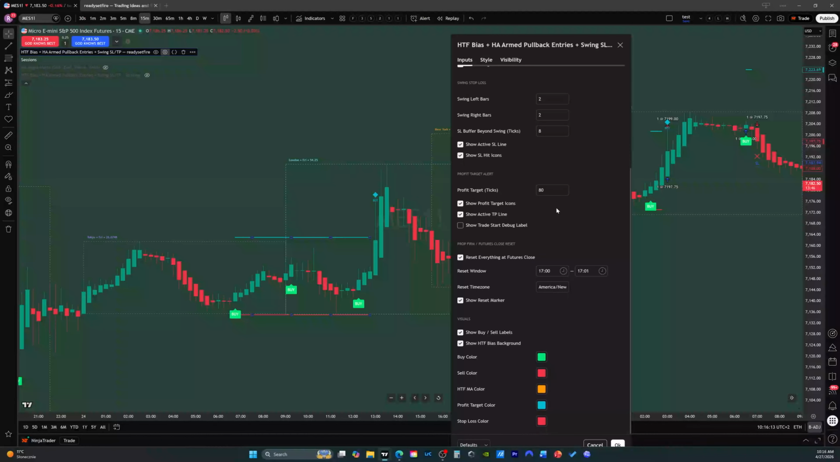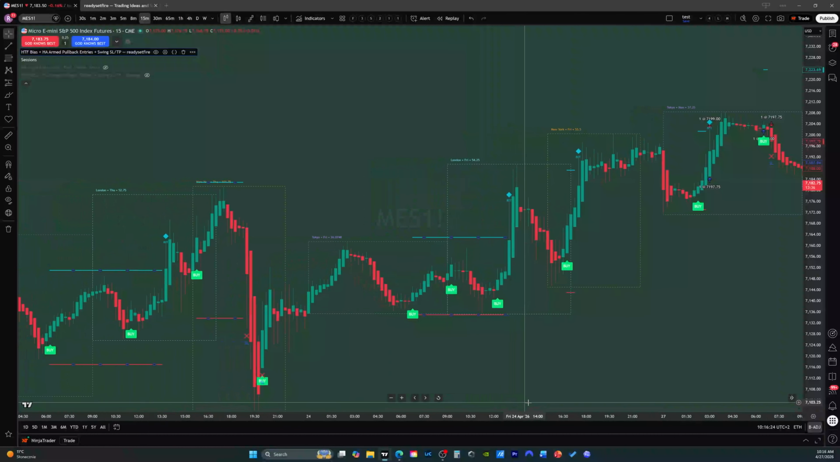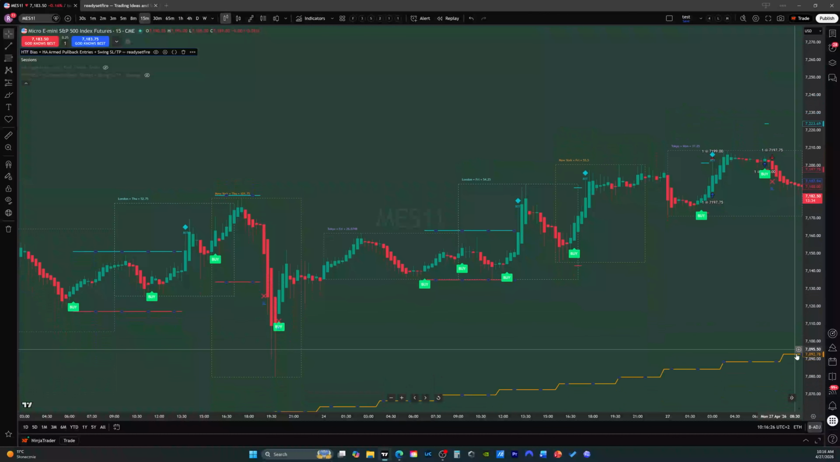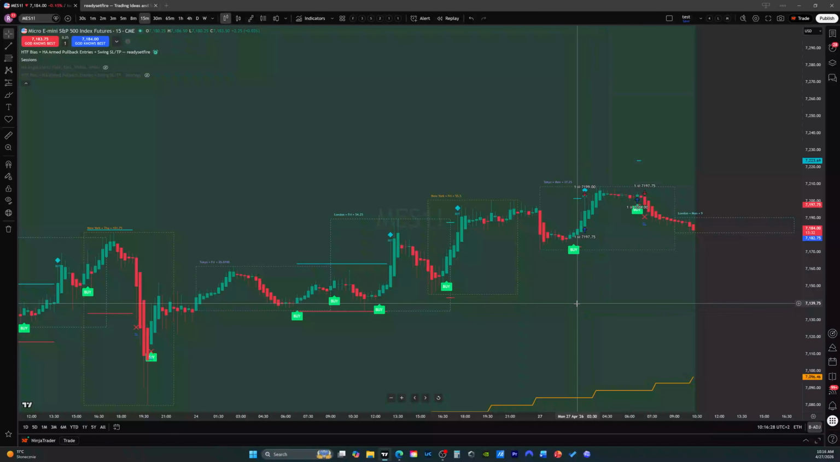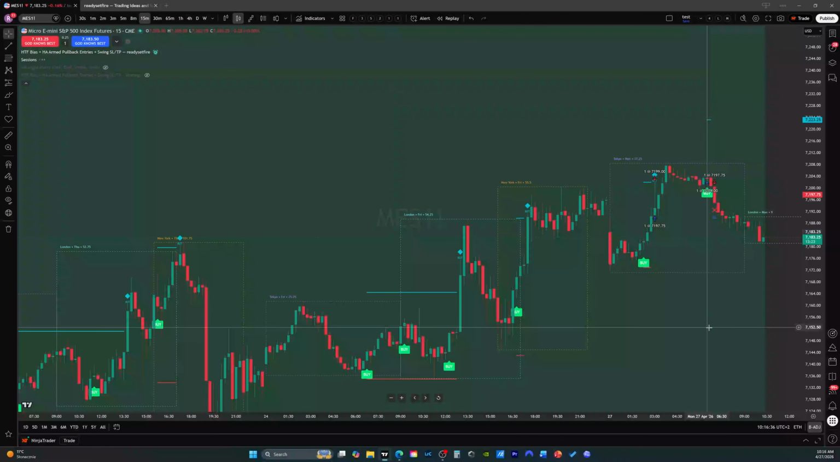Okay, the stop loss, right? I also added a stop loss buffer beyond swing in ticks. So basically, right now it's set to 8. What it does is calculate the latest swing low, and then it adds a stop 8 ticks beyond that.